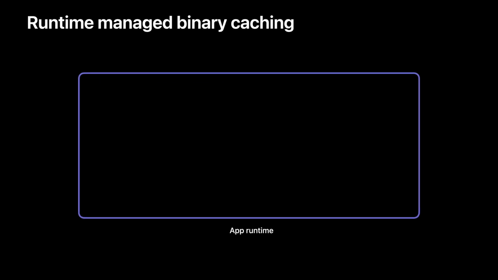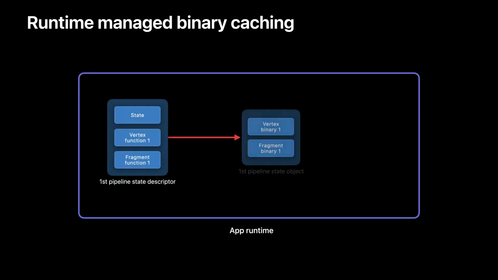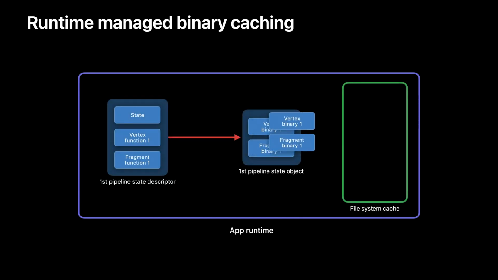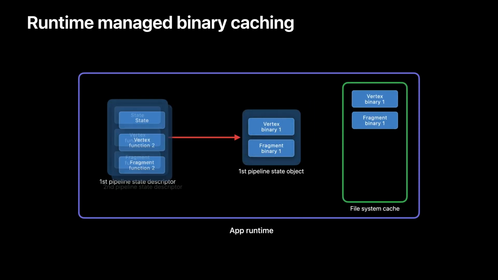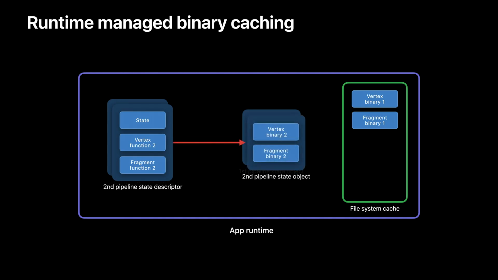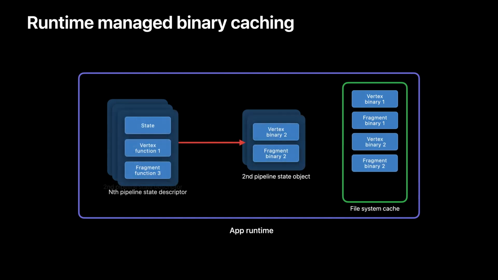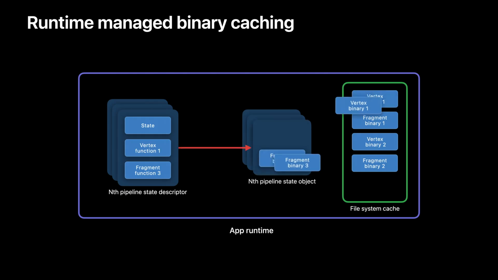Since GPU binary generation at runtime can be a CPU-intensive operation, Metal helps you speed up pipeline state object creation. When you instantiate a PSO, Metal stores your GPU binaries in its file system cache. And every time a new PSO is created, any newly generated functions are added. So any previously generated binaries that are referenced will be loaded from the cache.